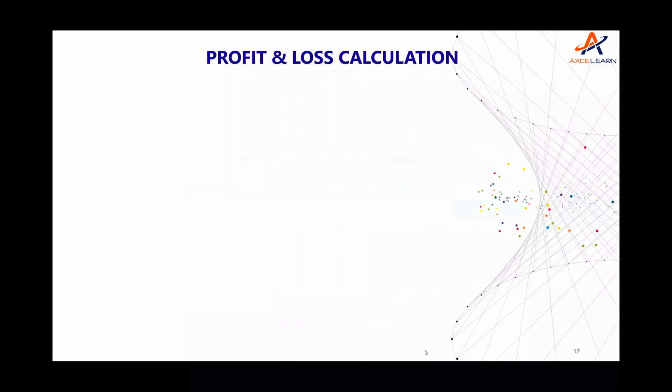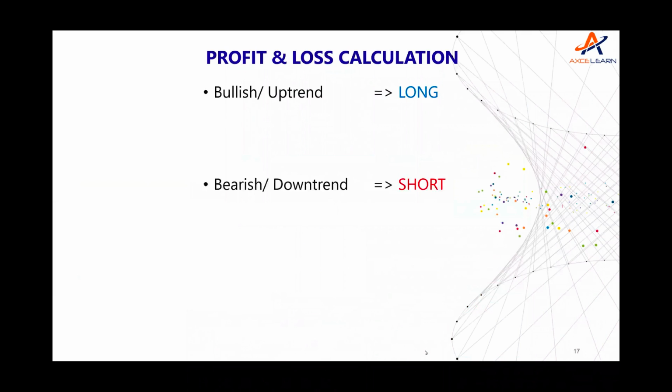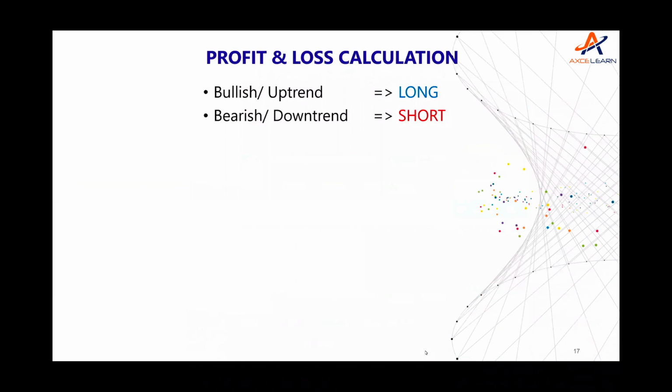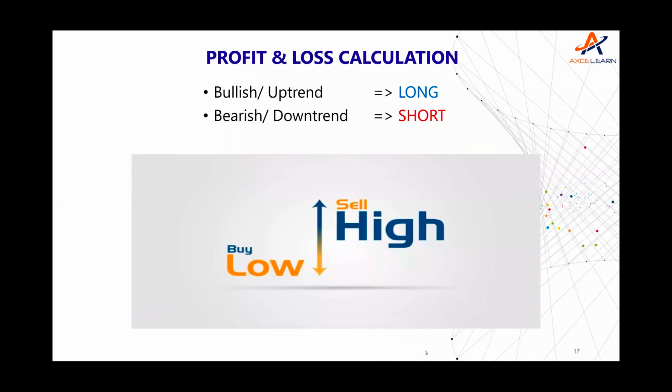Now, how to do your profit and loss calculation? Again, if it is an uptrend, what do you do? You long. If it is a bearish trend, what do you do? You short. And please bear in mind, if you buy low and eventually you sell high, or you start by selling high and eventually you buy low, this will entitle you for a profit. But if you do anything opposite of this direction, for example, you buy high and you sell low, or you start by selling low and eventually you buy high, then you will be entitled for a loss.